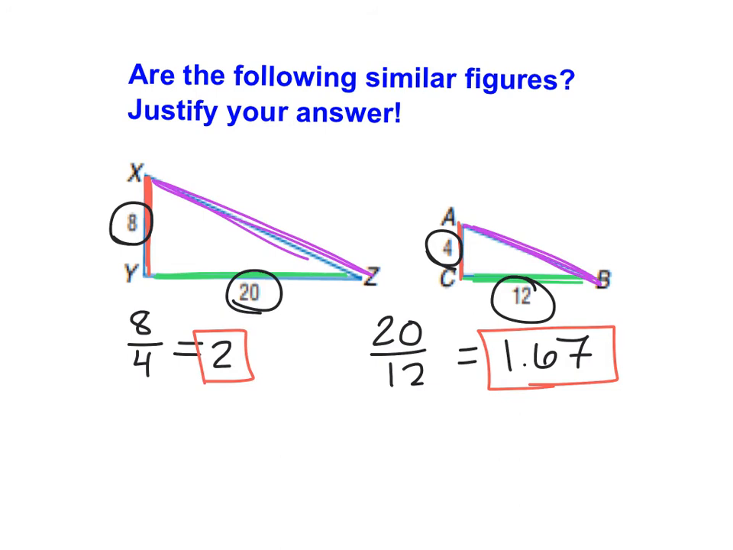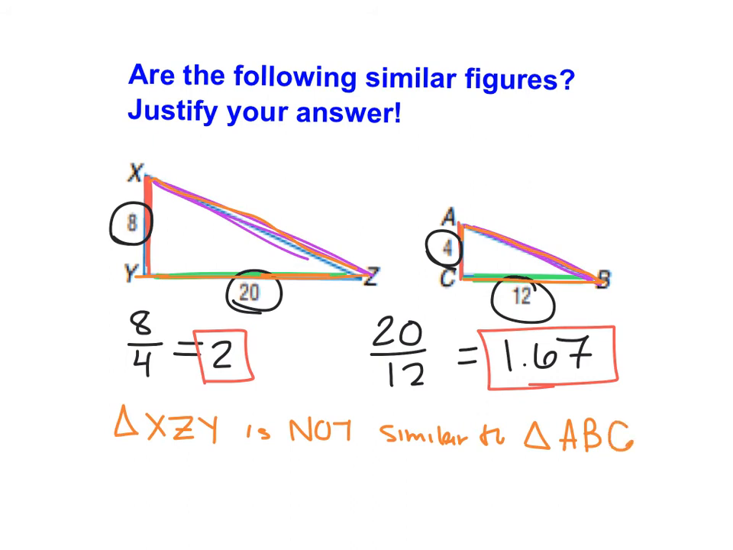So as a result, we need to say that in our similarity statement. Here we're going to practice naming our triangles. Remember, we want to go in the same order. So I'm going to do triangle X, Z, Y. Name them in the same order. Triangle X, Z, Y is not similar to triangle A, B, C.